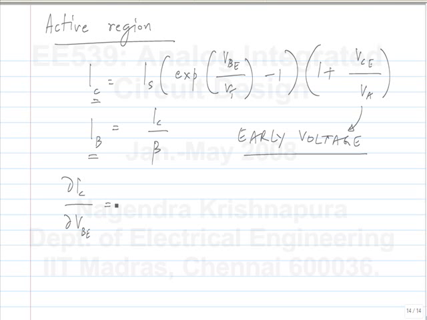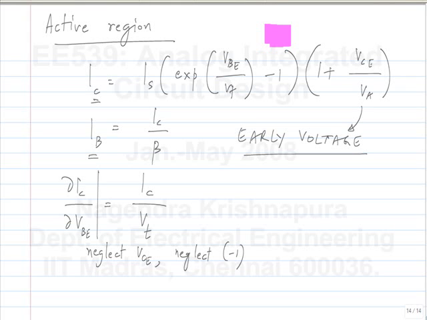What is this? So to simplify this, I say neglect the dependence on VCE, also neglect the minus 1, that is this minus 1 term, okay. What is this? So it is approximately IC divided by the thermal voltage. Oh, by the way, I should use a slightly different symbol. This V subscript lowercase t is the thermal voltage, which is kT by Q, okay.